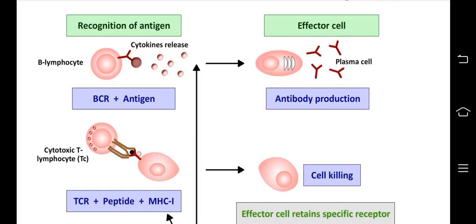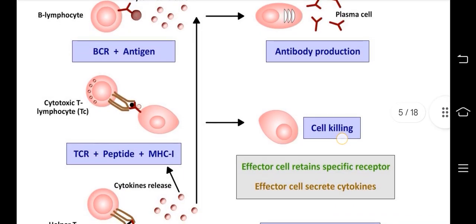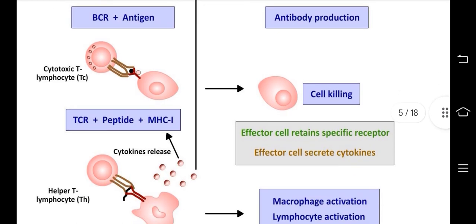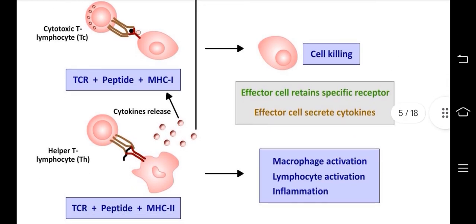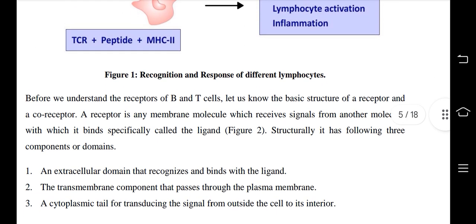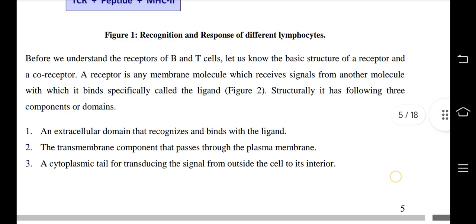Recognition of antigen, B lymphocyte, cytokine release, BCR plus antigen, effector cell, plasma cell, antibody production. Cytotoxic T lymphocytes, TC, TCR plus peptide plus MHC1, then cell killing. Effector cell retains specific receptor. Effector cell secretes cytokines. Then cytokine release, helper T lymphocyte, TH, then TCR plus peptide plus MHC2, macrophage activation, lymphocyte activation and inflammation. Recognition and response of different lymphocytes.